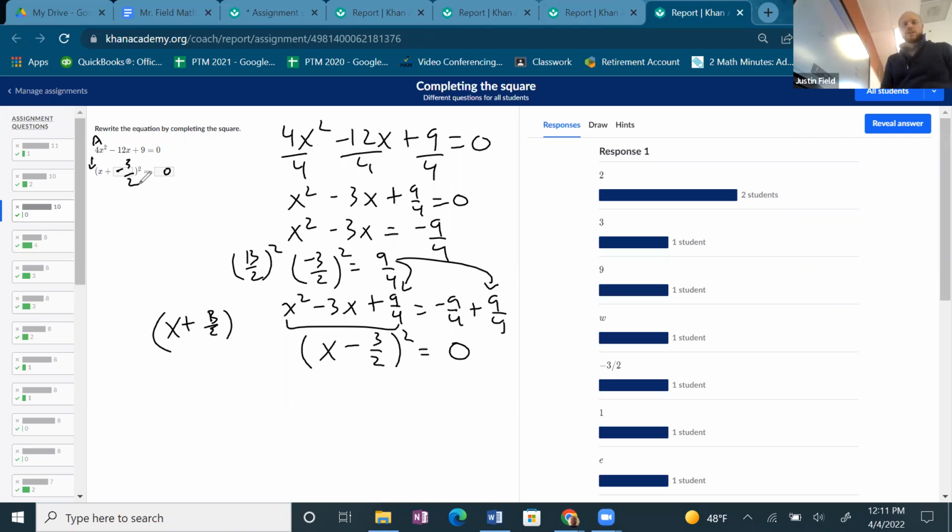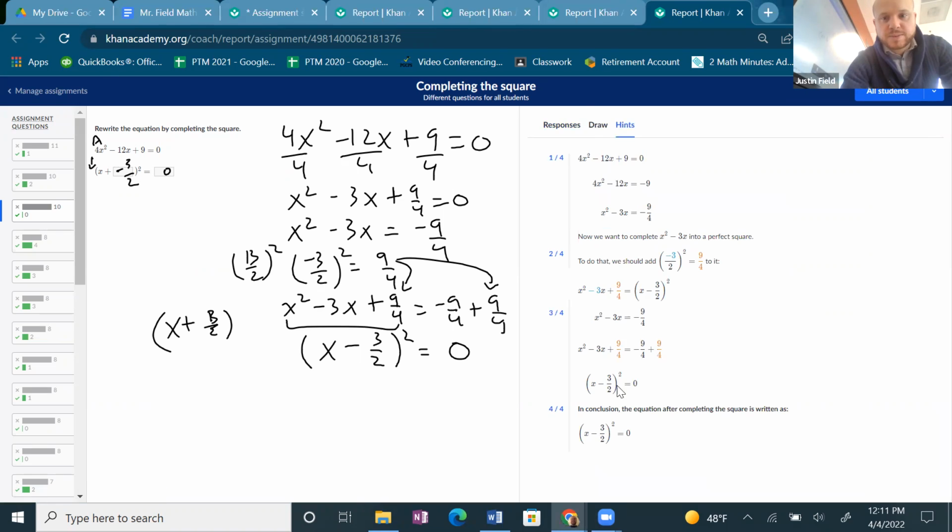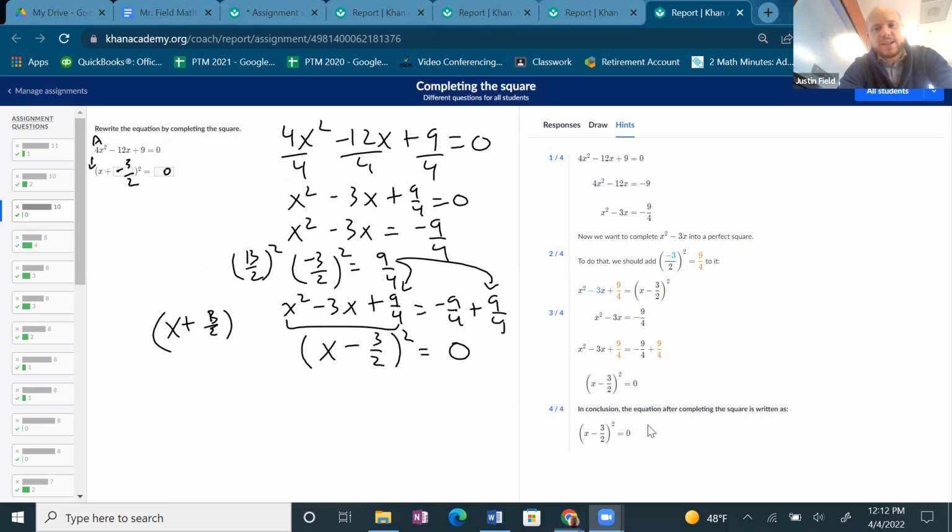All right, let's check that answer. Did I get it? X minus 3/2 equals 0. We did. All right, so that's the one where you have to complete the square. So I completed the square, but hey, the more you complete the square, the easier it will be.